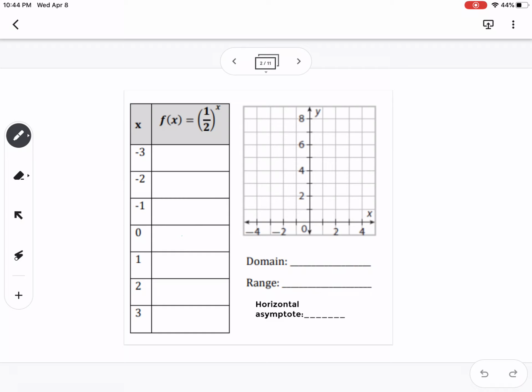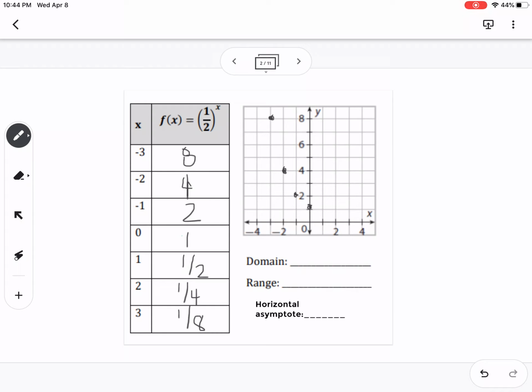1/2 to the -3rd, that is 8. 1/2 to the -2 is 4. To the -1 is 2. Then 1, and then we get 1/2, 1/4, and 1/8. Okay, so -3, 8, -2, 4, -1, 2, 0, 1.